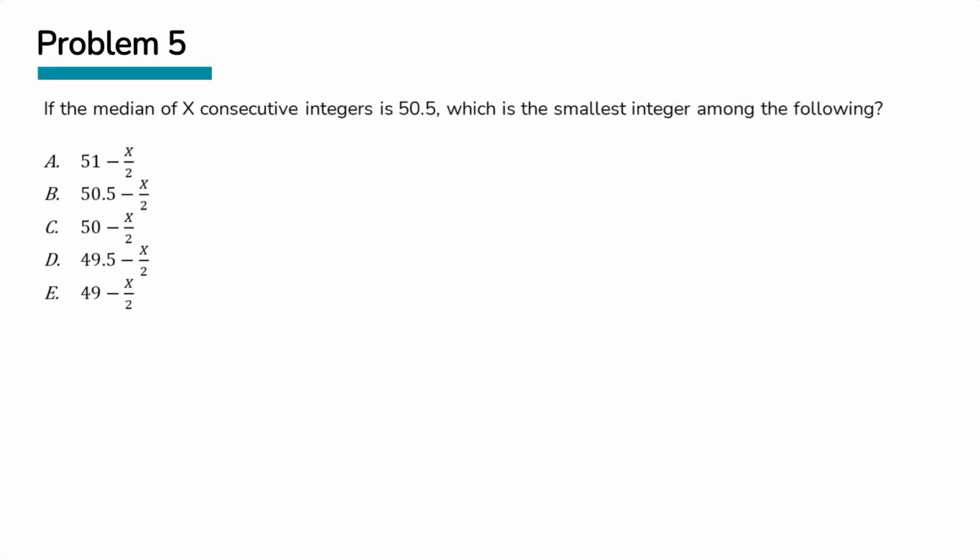This is a very, very simple question. If the median of x consecutive integers is 50.5, which is the smallest integer among the following? Anybody else? It's a very, very simple question. Median of x consecutive integers is 50.5. What is the smallest integer among the following?